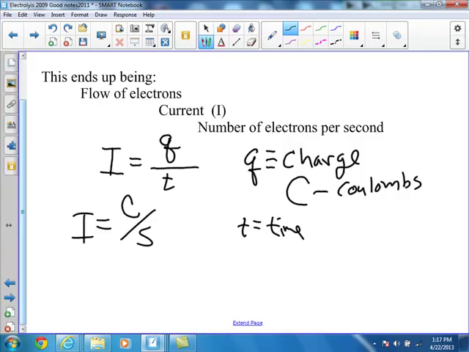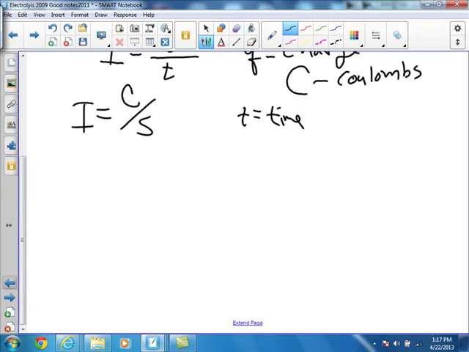What's a coulomb per second called? Yes, we talked about this last week. That's why I'm frustrated. A coulomb per second is an amp. Okay, so if you have 1 coulomb per second flowing, you have 1 amp of current.